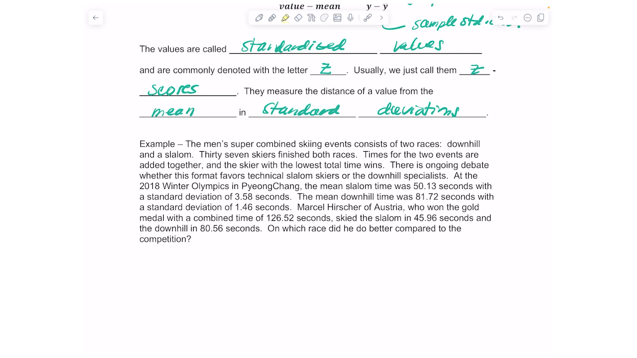Before we solve this, we want to make sure we understand what we're looking for. We're trying to compare two different events, or two different races, and they give us information about both. They tell us that the mean downhill time was 81.72 seconds with a standard deviation of 1.46 seconds. And we also know that the mean slalom time was 50.13 seconds with a standard deviation of 3.58 seconds.